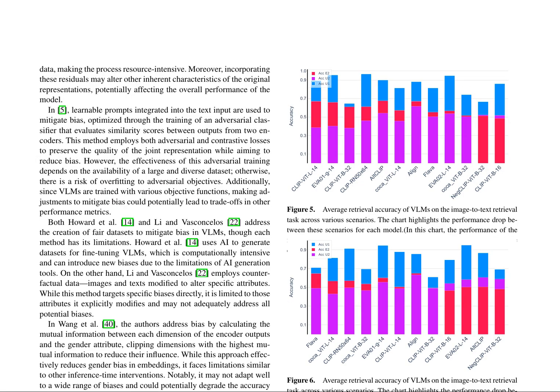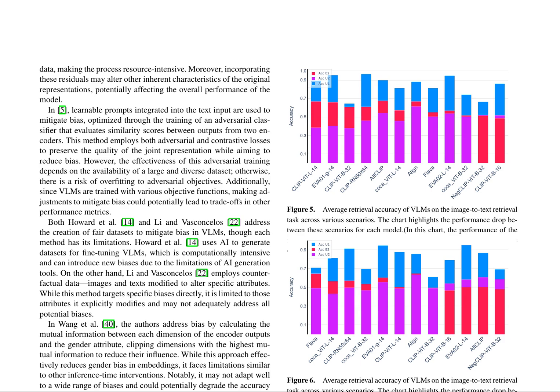Visual language models, or VLMs, are susceptible to inheriting societal biases from the large datasets they're trained on. To mitigate this, researchers have explored various methods. One approach involves integrating learnable prompts into the text input, optimized through adversarial classifier training. This method utilizes both adversarial and contrastive losses to preserve the quality of the joint representation while reducing bias. However, its effectiveness relies on the availability of a large and diverse dataset, as overfitting to adversarial objectives can occur otherwise.